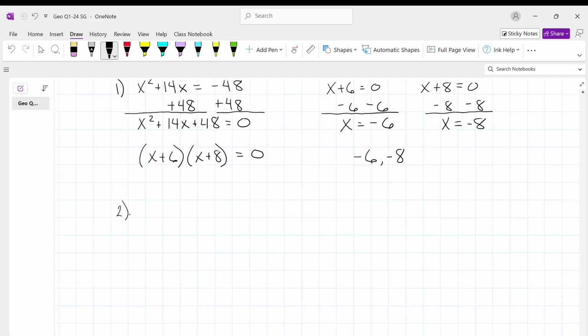Problem number 2, x squared minus 14x plus 49 is equal to 0. So this is one of those perfect square trinomials. And we said if the first term is a perfect square and the last term is a perfect square, and the middle term is negative, then the square root of x squared minus the square root of 49 squared are the factors.